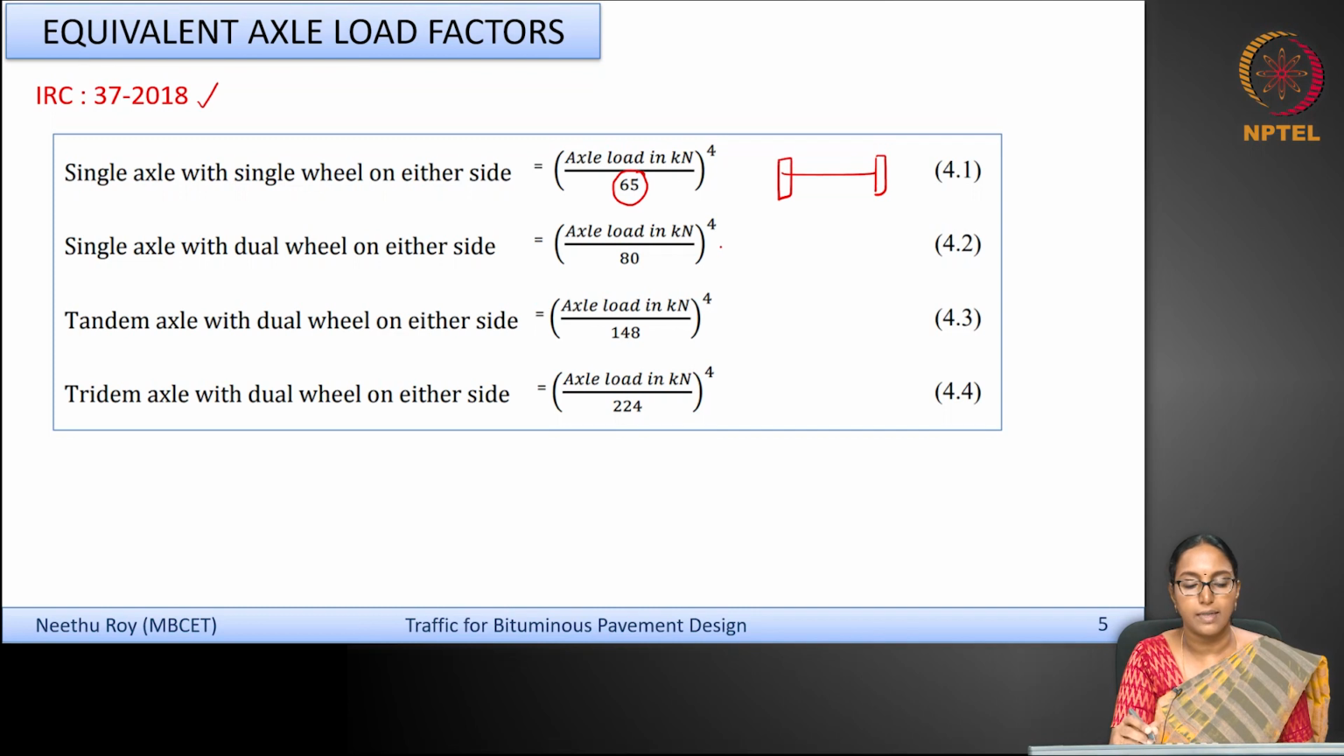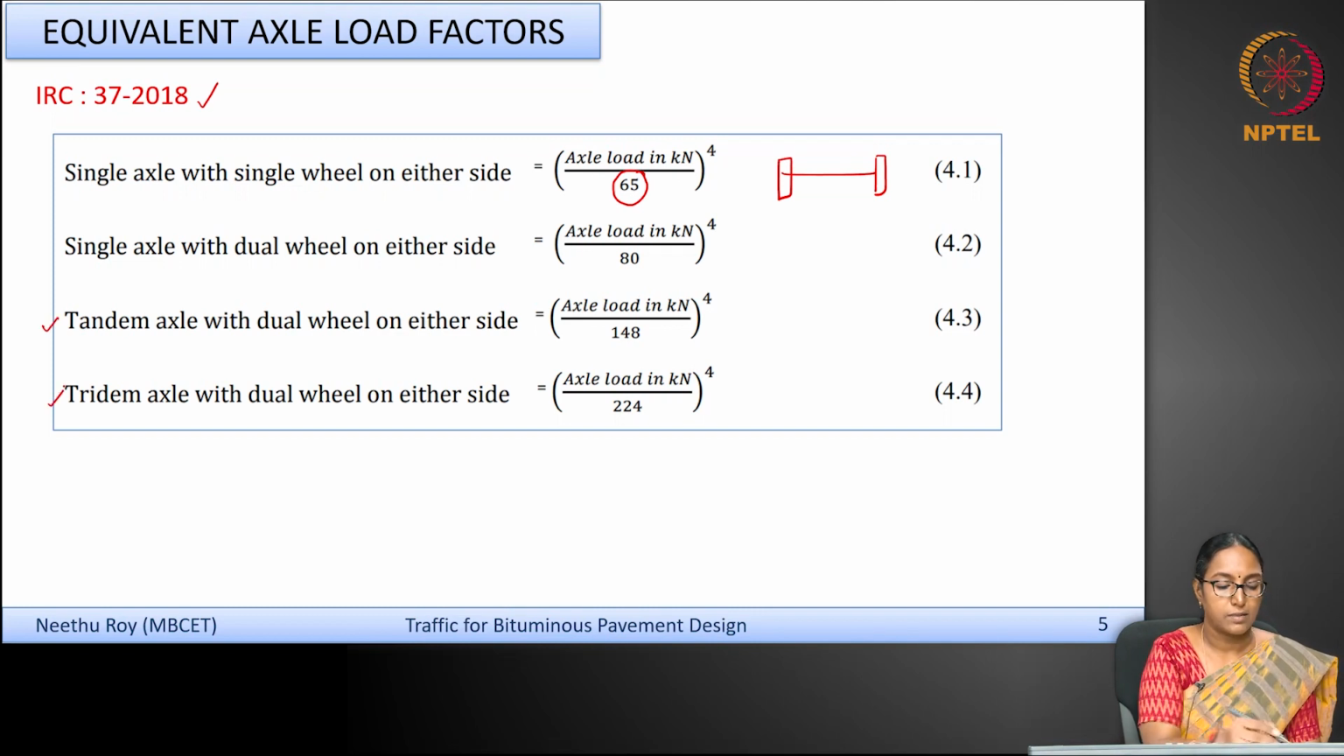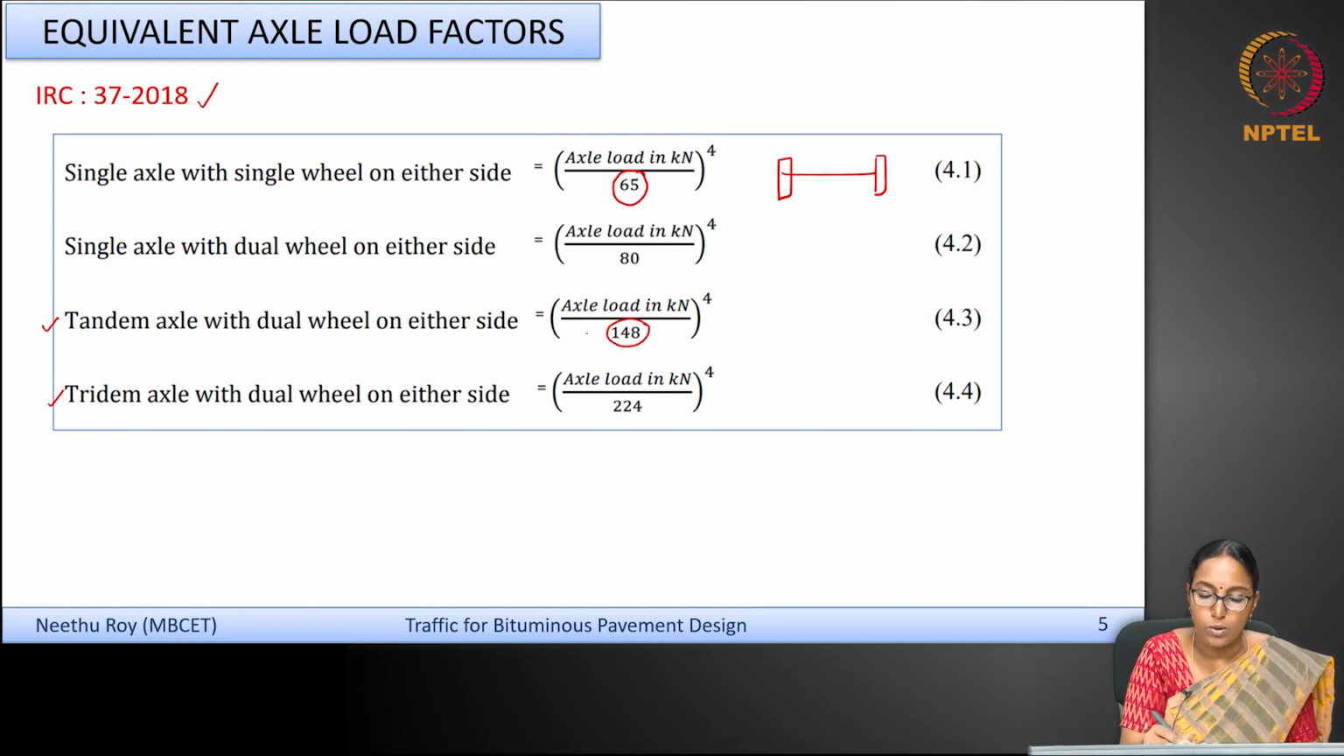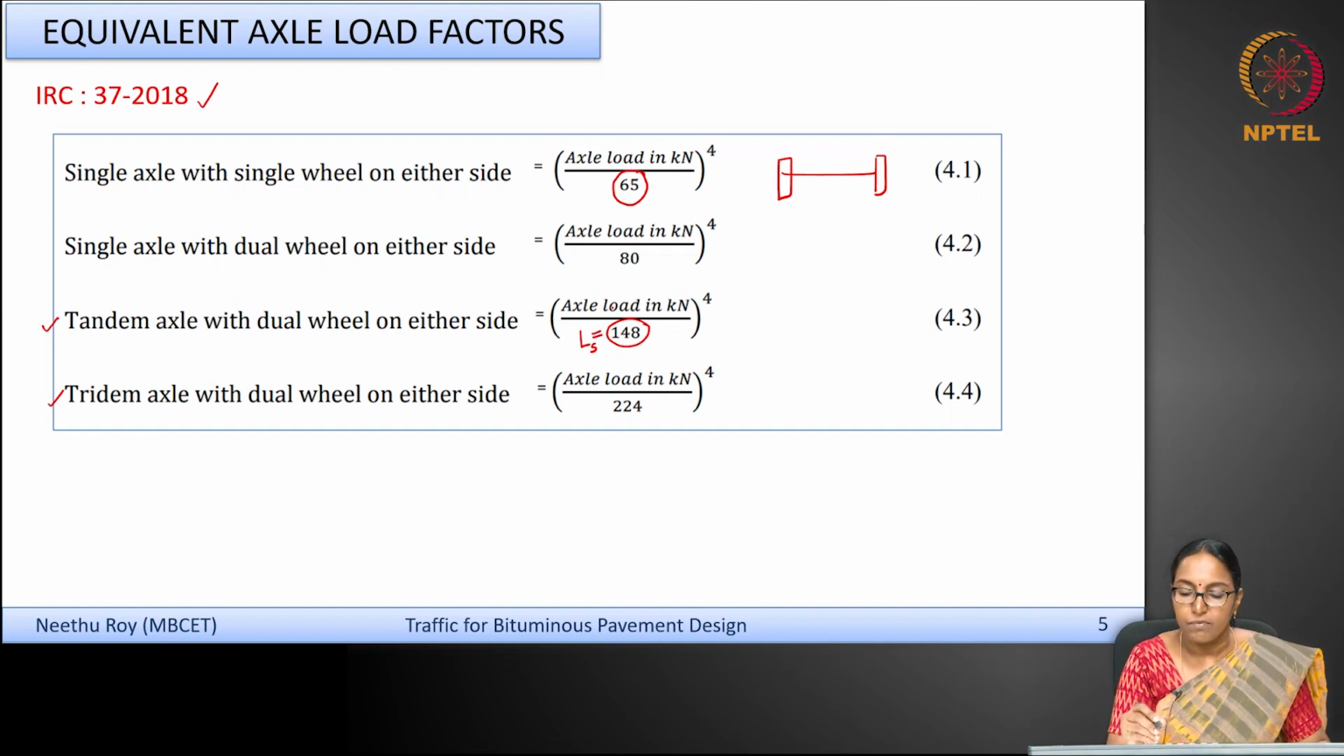Whereas if it is a single axle dual wheel, it is axle load divided by 80 raised to 4. And in the case of tandem and tridem axles, based on this damage analysis, it is observed that an equivalent load, or the standard load, of LS equal to 148 kilonewton can be adopted to find the equivalency factor to convert the tandem wheel load to a single axle dual wheel load.